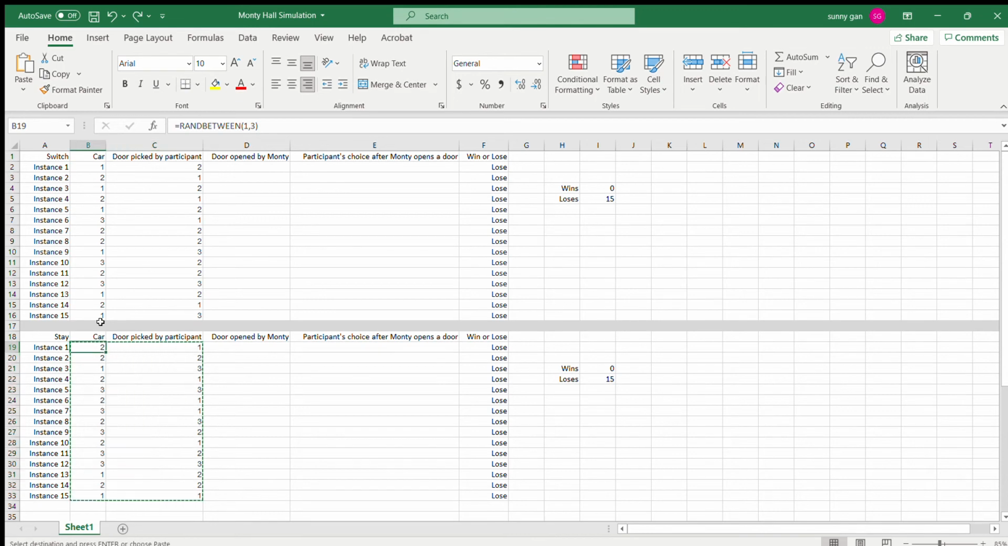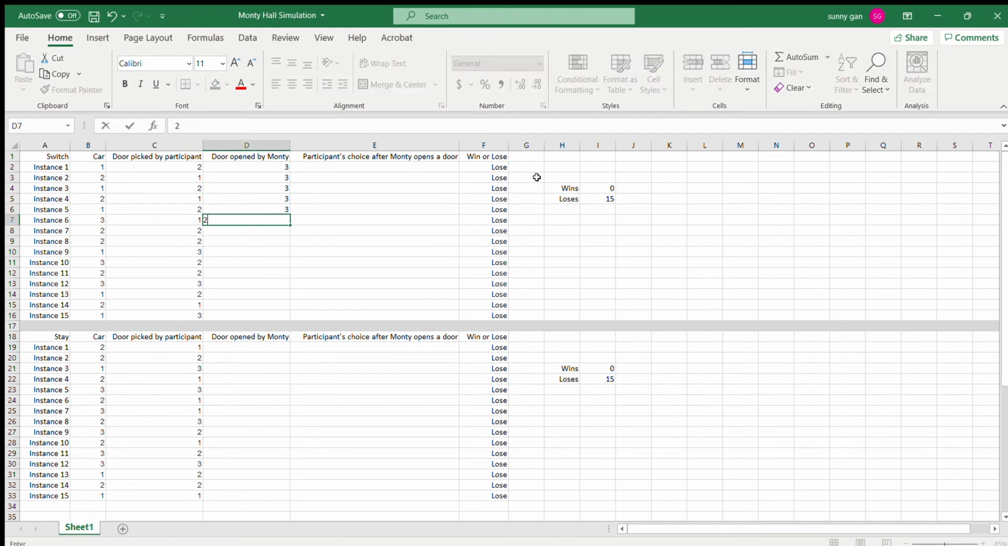Copy, paste values. So like I said, Monty will always open one of the doors that you didn't pick, but Monty will never open the door with the car behind it. So if you pick door number 2, Monty will open door number 3. You pick door number 1, Monty will open door number 3. In this case, because the car is behind door number 2 and you picked door number 2, Monty has a choice to open 1 or 3. So I'm just going to randomly choose 1. In this case, likewise, I'm going to go with 3.